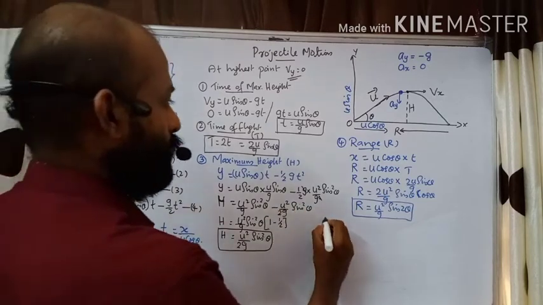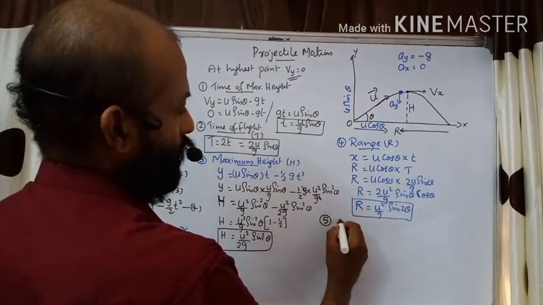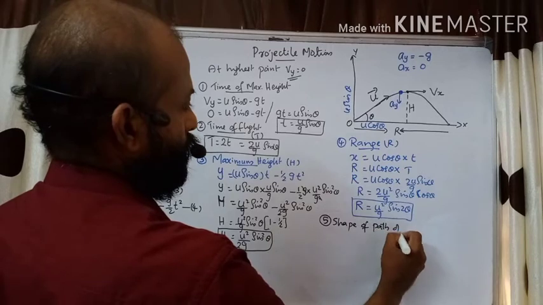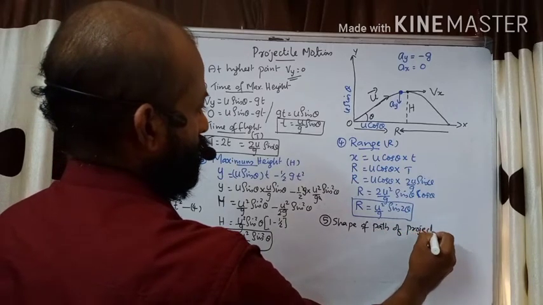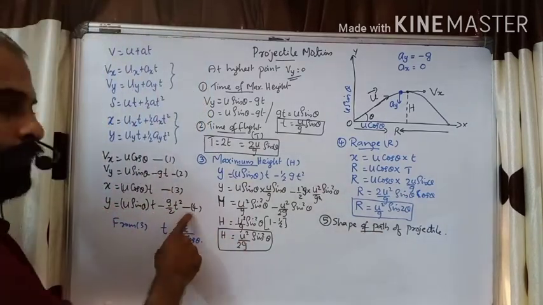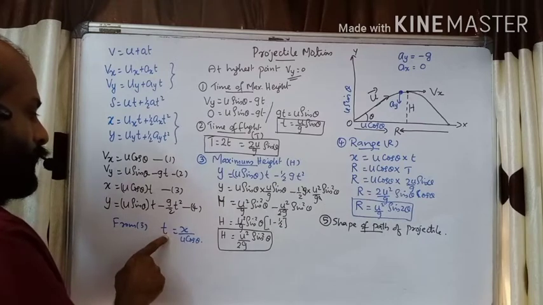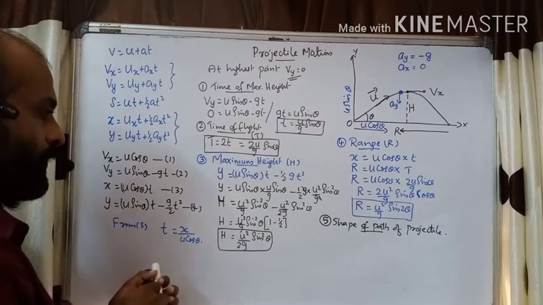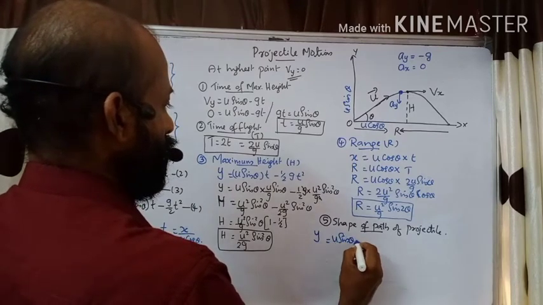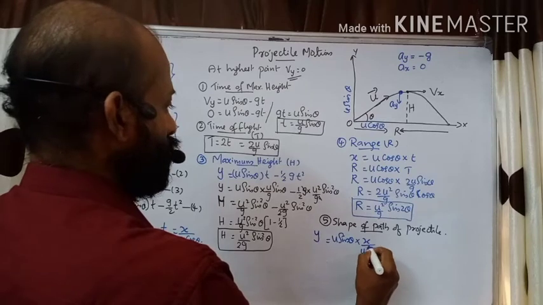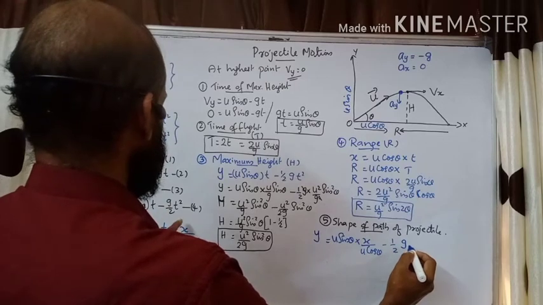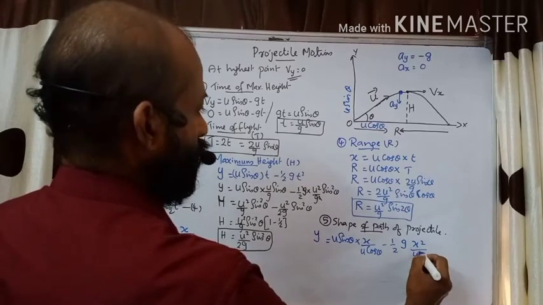So fifth one is the shape of the path of the projectile. What we will do? We will take equation number 4. In equation number 4, we will substitute t is equal to x by u cos theta. So what will be the equation now? y is equal to u sin theta into x by u cos theta, minus half g t square, squaring this, x square by u square cos square theta.